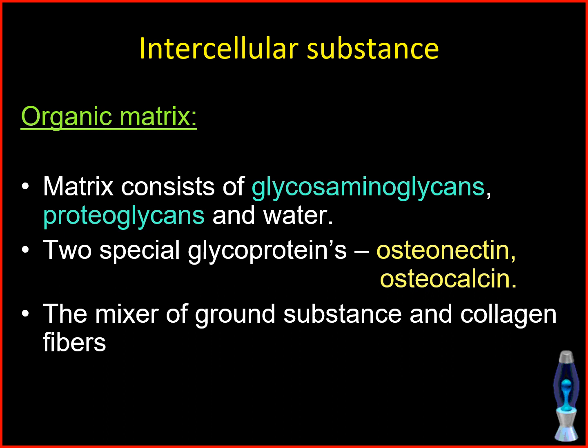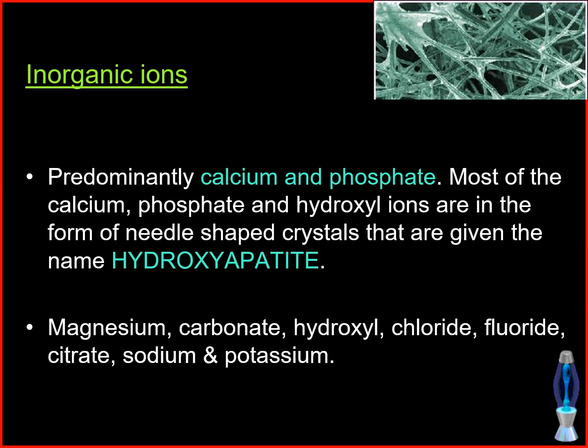Mainly two glycoproteins, osteonectin and osteocalcin, are found more in the intercellular matrix, and it also consists of organic and inorganic components. The inorganic ions mainly consist of calcium and phosphate in the form of hydroxyapatite. Apart from calcium and phosphate, magnesium, carbonate, hydroxyl, chloride, fluoride, citrate, sodium, and potassium ions are also present.